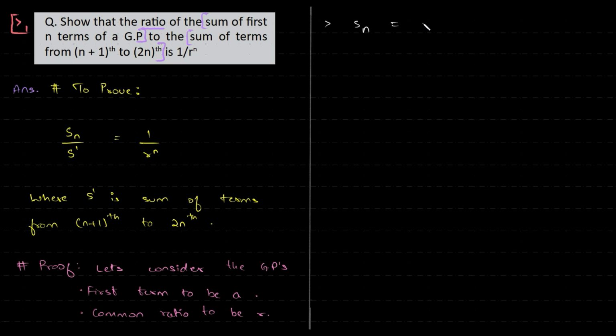So we have Sn is equal to a into r to the power of n minus 1 divided by r minus 1, right? So that's the sum of first n terms. That's clear. Now we are looking at getting the expression for S dash, right?